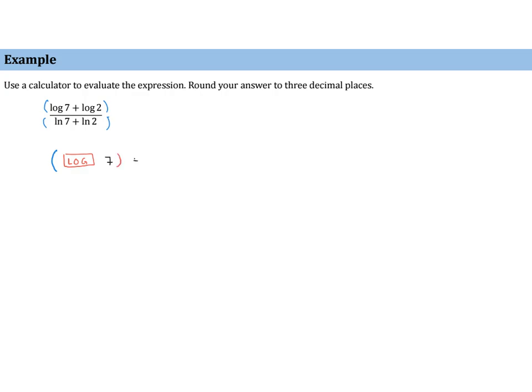Then we need to add. Then we'll press the log key again. And we're going to type 2 and close the parenthesis for that logarithm, and then close the parenthesis for the numerator. Then we're going to divide, and then we're going to basically repeat all of that, except instead of pressing the log key, we're going to find the ln key.